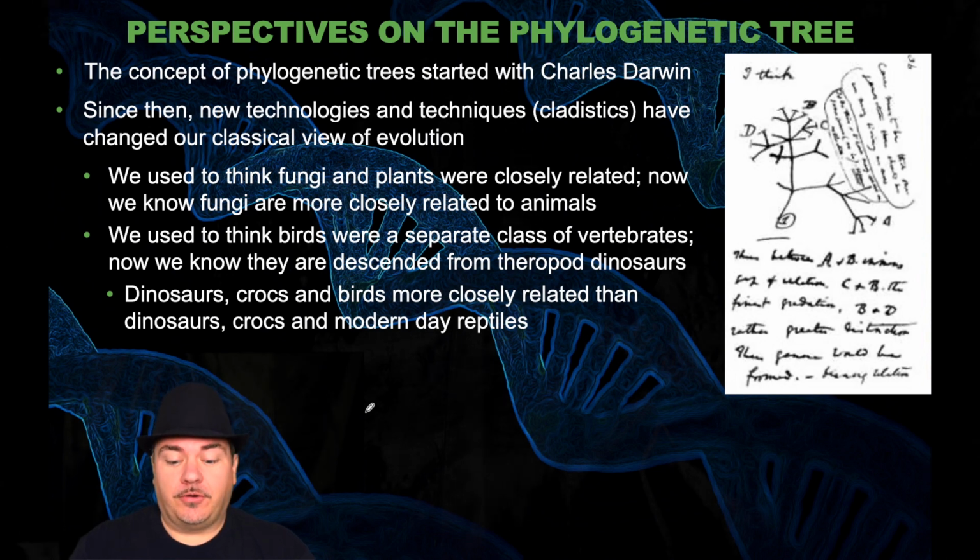We used to think that birds were a separate class of vertebrates. Now we know they are descendants from the theropod dinosaurs. Okay, so the dinosaurs didn't actually die out. Some of them evolved into birds. Dinosaurs, the crocs, which is the alligators and the crocodiles, and birds are more closely related to each other than dinosaurs and crocs are to modern-day reptiles.